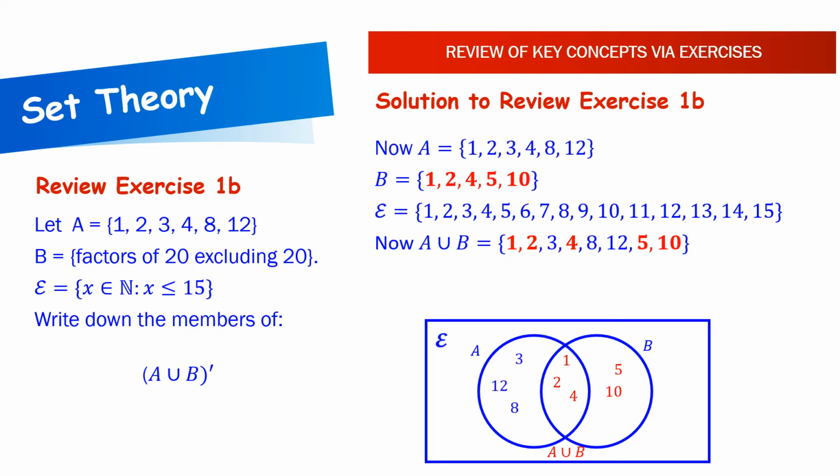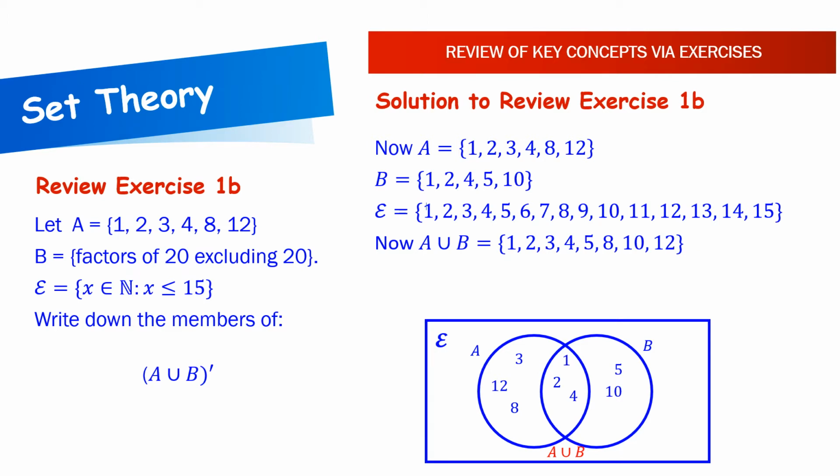We now consider set B. The elements 1, 2 and 4 are in set B and A, and we've already considered those, and only 5 and 10 are left. So we add those to the set B as well, but they're not in A.